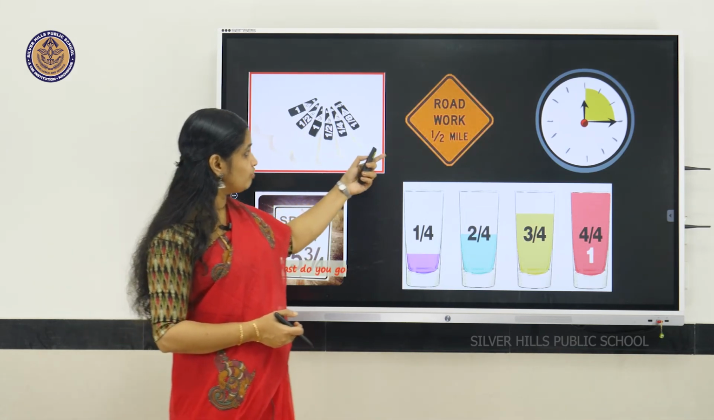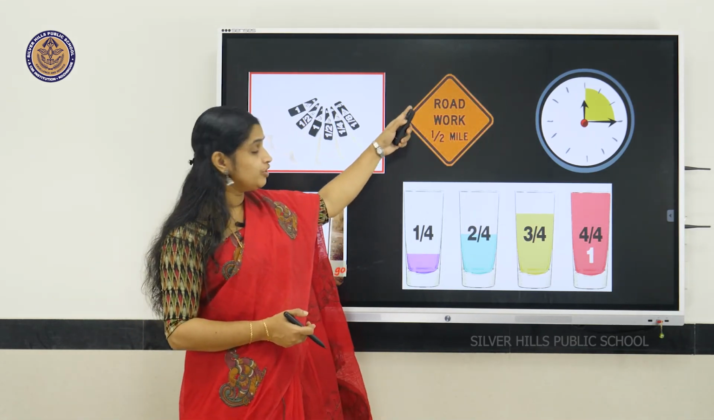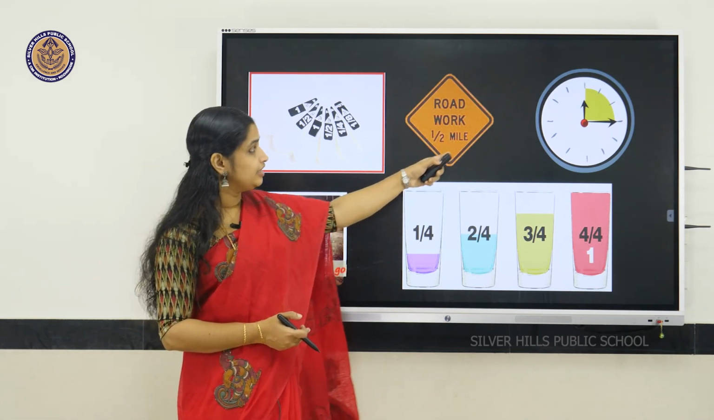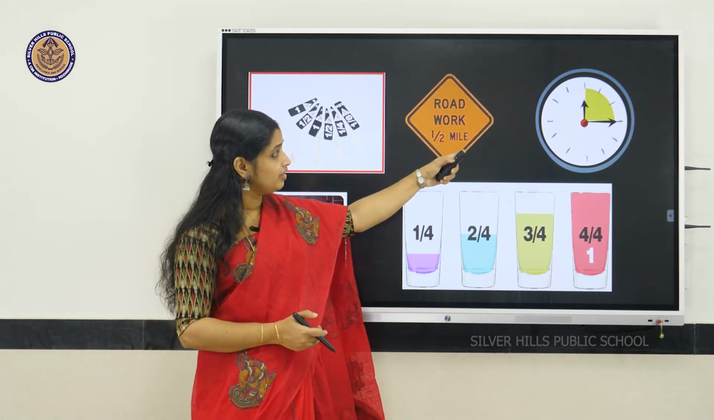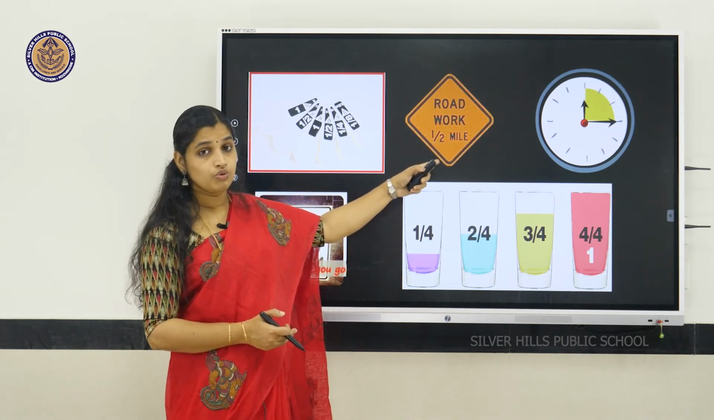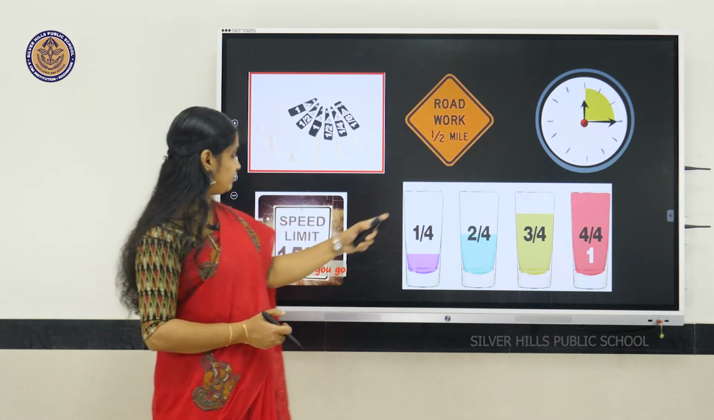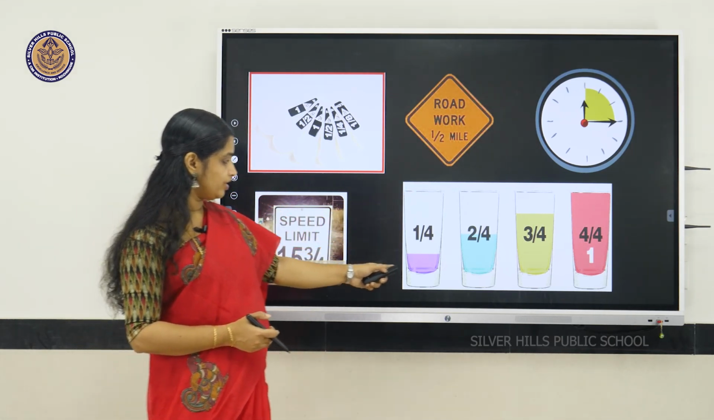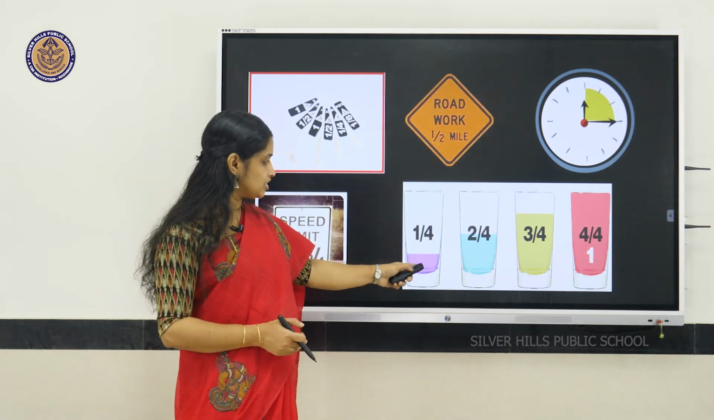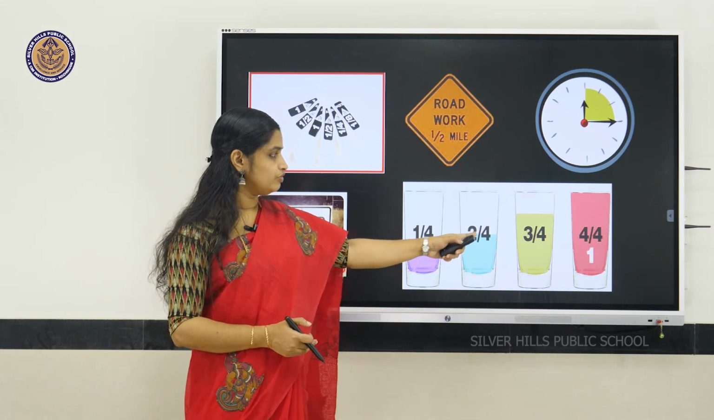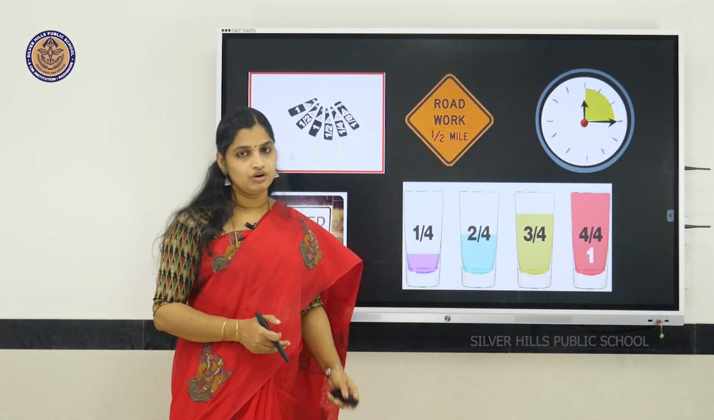And if some road work is there, then you can see this kind of board. Road work, half a mile. Then clock. What is the time there? It is 12:15. And here speed limit 15, 3/4. 3/4 fraction you can find. And on the glass, this is 1/4, 2/4, 3/4, 4/4. 4/4 make a whole.